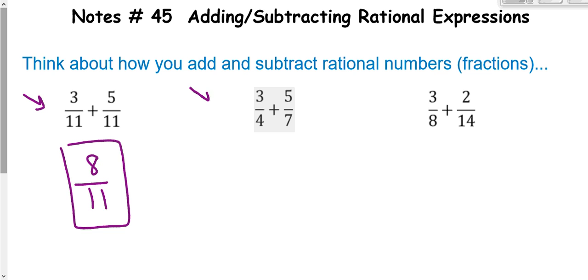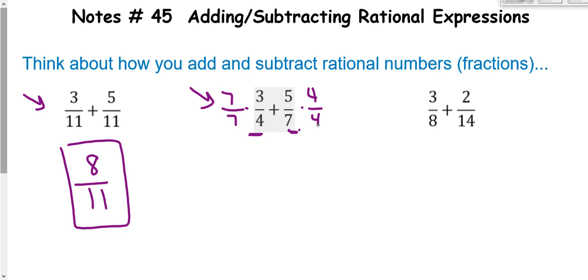Let's take a look at the second one. We don't have a common denominator. We need a common denominator. So what we do is we find a way to get a common denominator. And you know that you can take a fraction and you can maintain its value, even though you change how it looks, if you multiply it by 1. So we want to multiply each of these fractions by a special form of 1 that will maintain its value but make it look different. And so we end up multiplying the first fraction by 7/7 and the second fraction by 4/4.